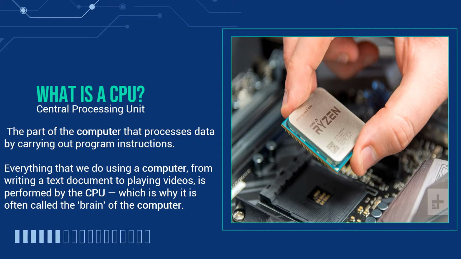First of all, let's think about what is a CPU. Well, a CPU stands for Central Processing Unit. This is the part of the computer that carries out everything. It's the brain of the computer and does all our instructions. Everything we do using a computer, from writing text to playing videos, is all performed by the CPU. As I've said, it's also called the brain of the computer.